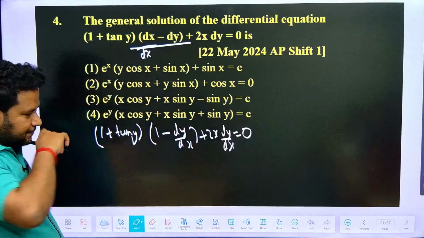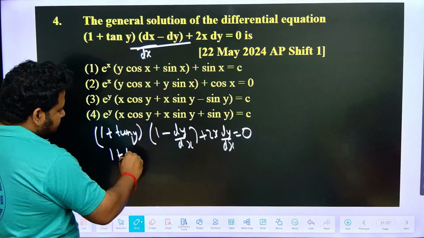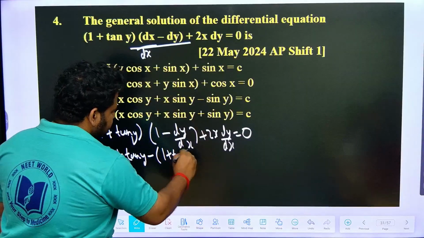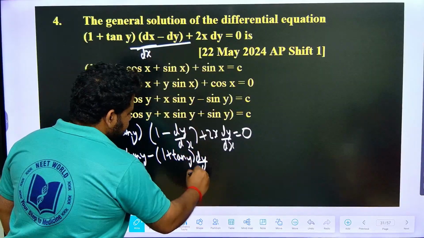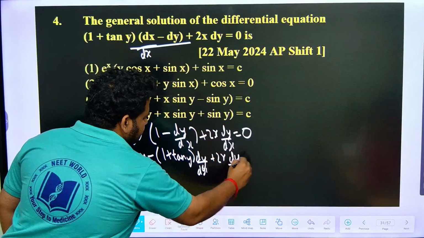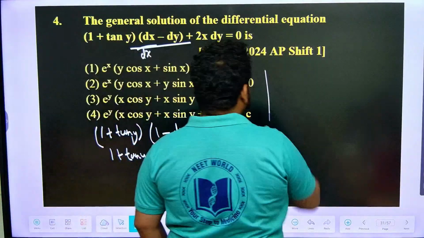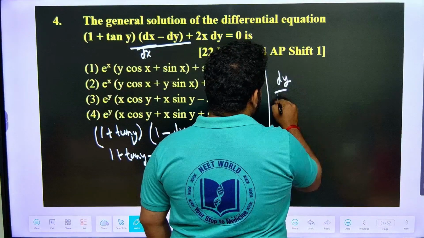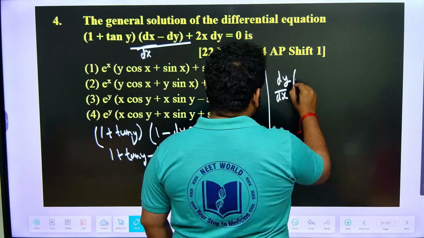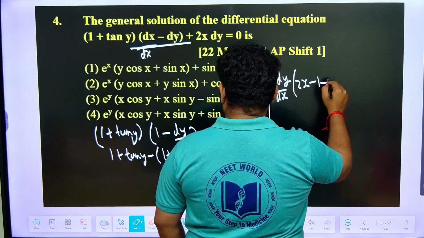Okay, I will get dy by dx. Now 1 plus tan y minus what is this? 1 plus tan y into dy by dx plus this is 2x into dy by dx. Now what I will do is, I will take dy by dx common. Dy by dx into what is this? 1 plus 2x minus 1 minus tan y, correct now?